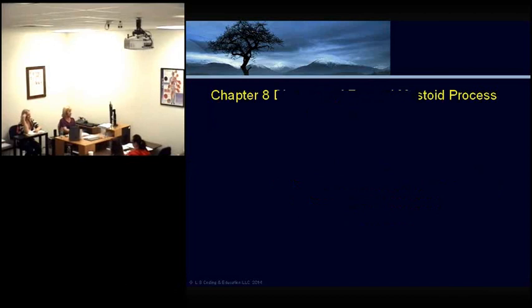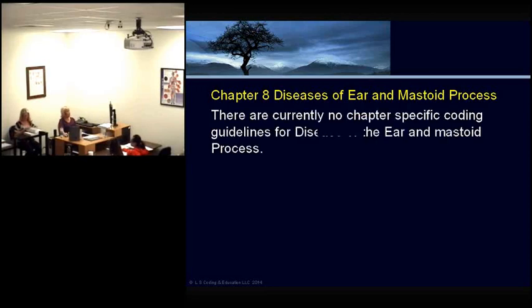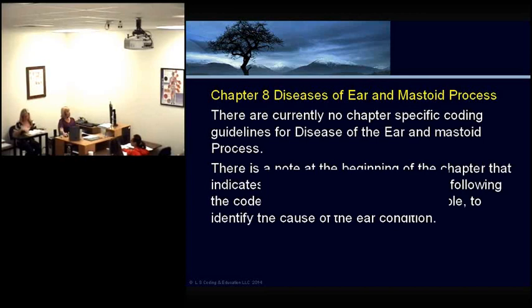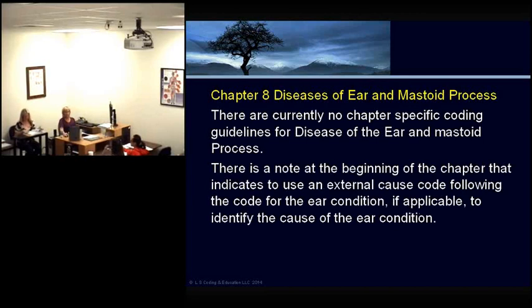Absolutely. Okay, let's look for the Chapter 8 guidelines and see what it says. Page 12. There are none. Yeah, but then that leaves it up to you, because now you've got to make sure that you're really paying attention to the tabular and the index for any specific guidelines for that code. And there is a note at the beginning of the chapter that indicates to use an external cause code following the code for the ear condition, if applicable, to identify the cause of the ear condition.